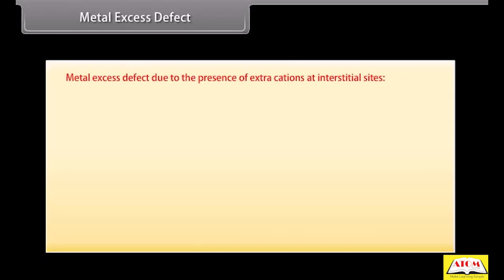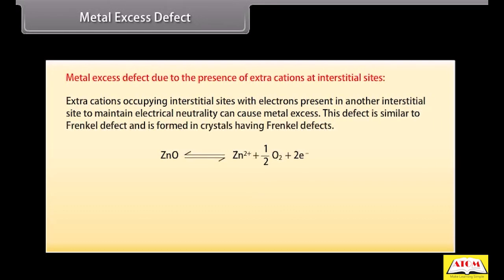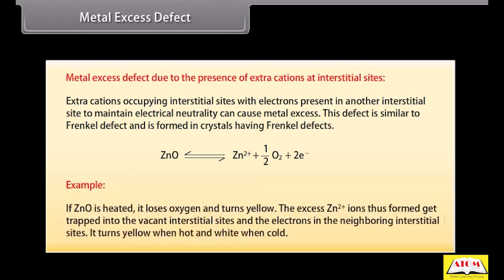Metal excess defect due to the presence of extra cations at interstitial sites. Extra cations occupying interstitial sites, with electrons present in other interstitial sites to maintain electrical neutrality, can cause metal excess. This defect is similar to Frenkel defect and is formed in crystals having Frenkel defects. Example: if ZnO is heated, it loses oxygen and turns yellow. The excess Zn²⁺ ions thus formed get trapped in the vacant interstitial sites and the electrons in the neighboring interstitial sites. It turns yellow when hot and white when cold.